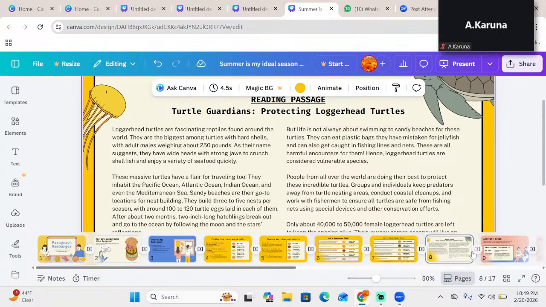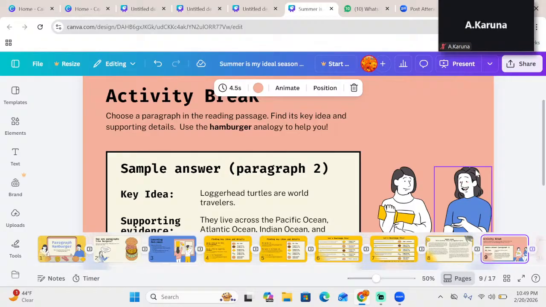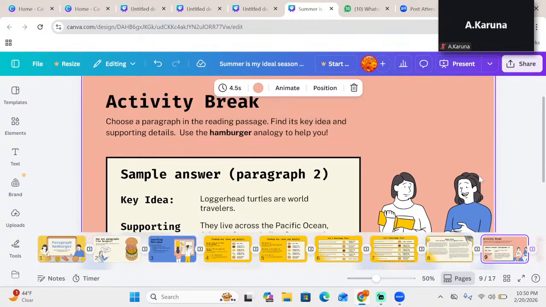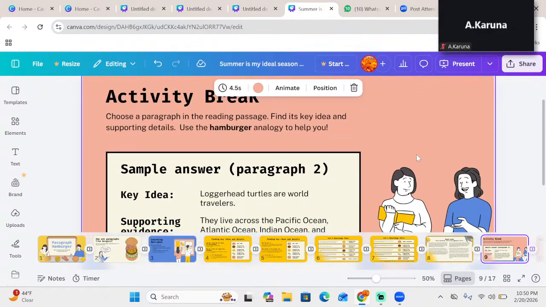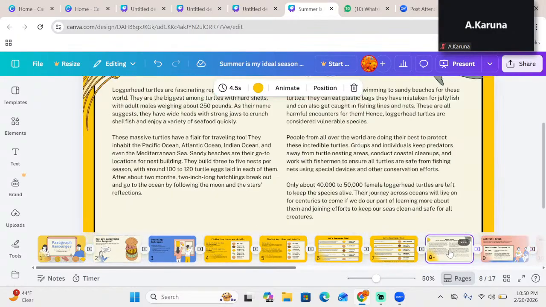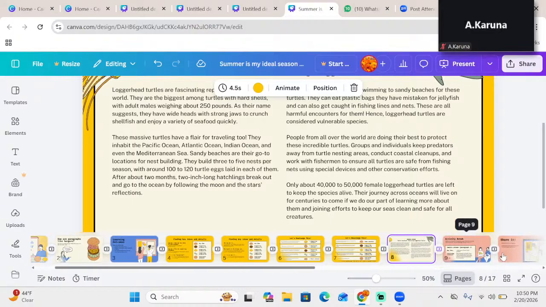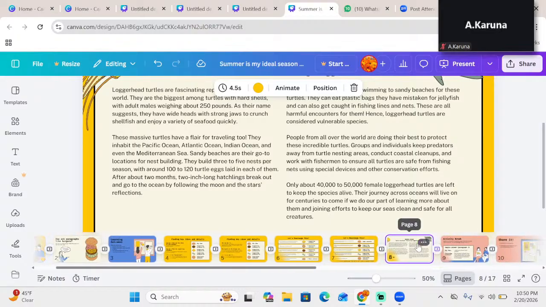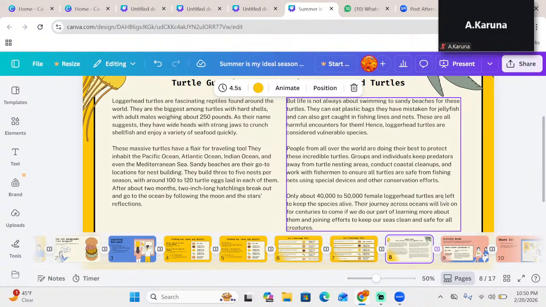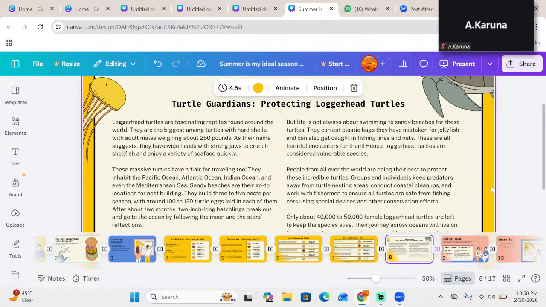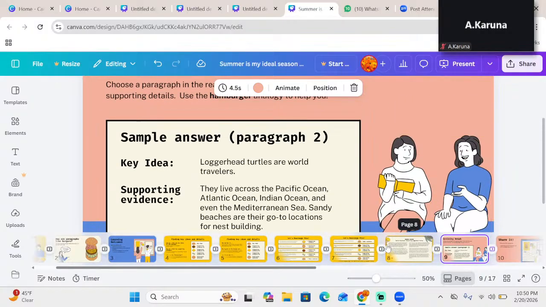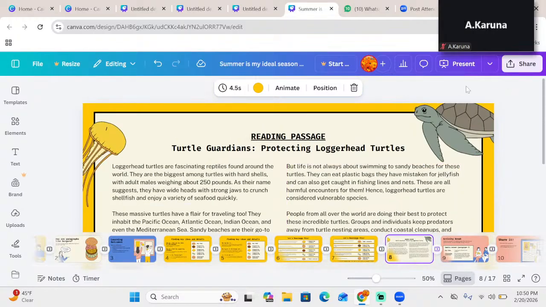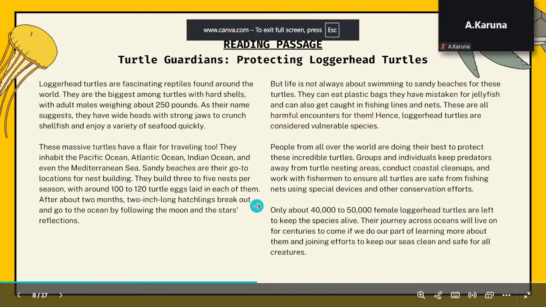Let's read this real quick. So when we read this passage, let's read it together really quickly.